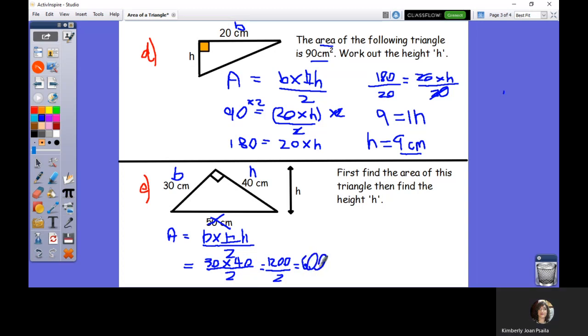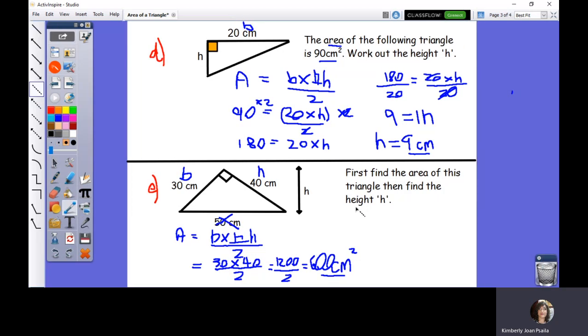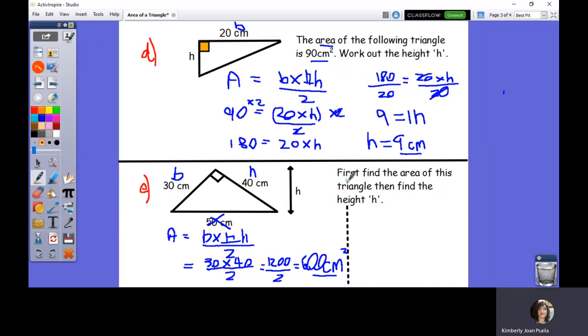Units used here is centimeters squared. So that is the first part of this question. The first part was first find the area of this triangle, and we have found the area of this triangle. Then find the height h. So now we have to find this height. For now, we can use this base. The base here is 50 multiplied by the height. So now we can use the 50.